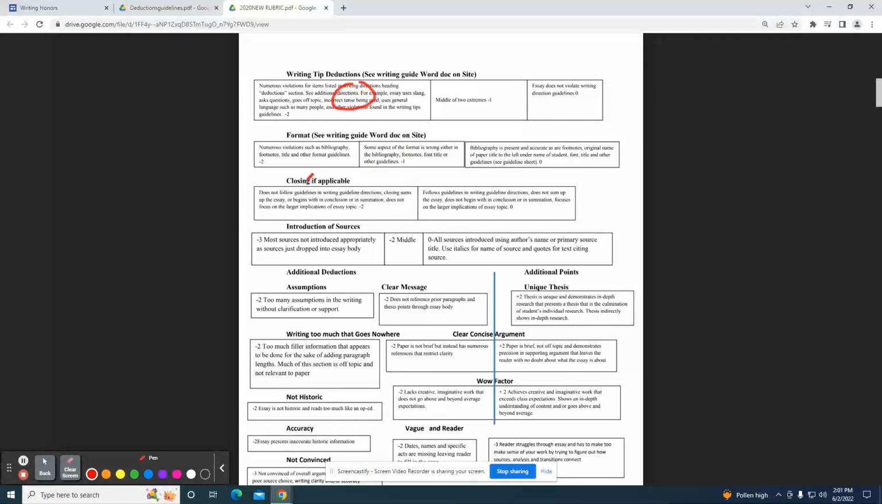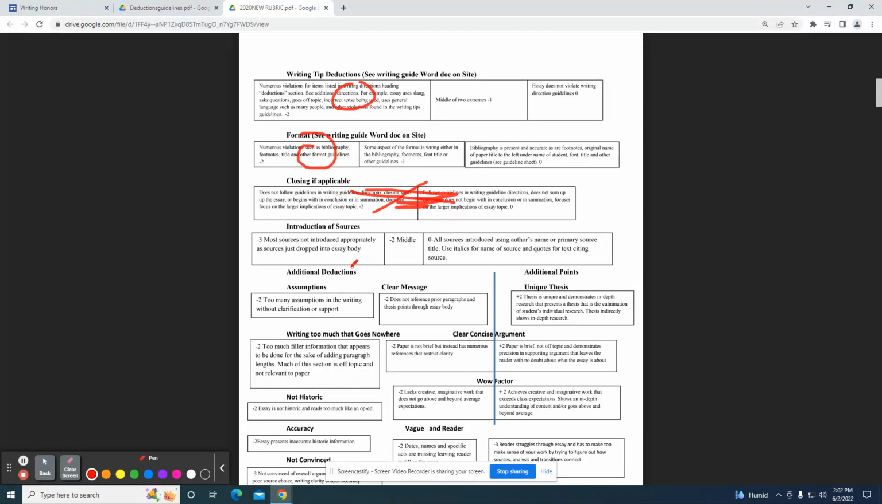The format. Do you use the footnotes? Do you have the bibliography? Do you have all of the formatting issues correct? If you don't, that'll be a -2. Closing, unless we're using a closing, so not applicable.